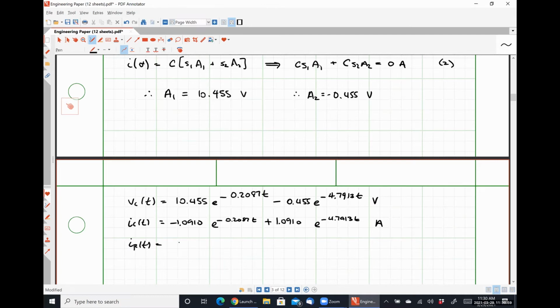Oh, from this, IR of t is negative IC of t. And so that would be 1.0910 e to the minus 0.2087 t minus 1.0910 e to the minus 4.7913 t. We have determined both of the quantities that we were after. So that was a series RLC circuit having a different response than one that we have seen before. Knocked it out. Pretty easy.